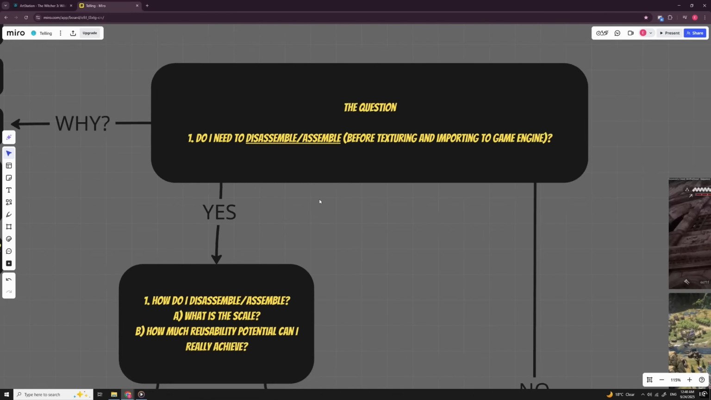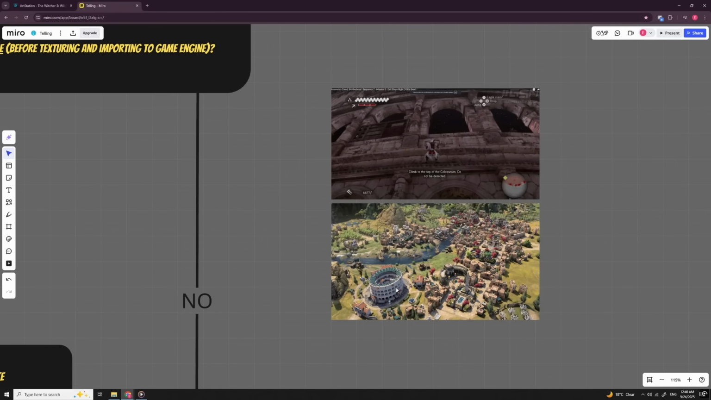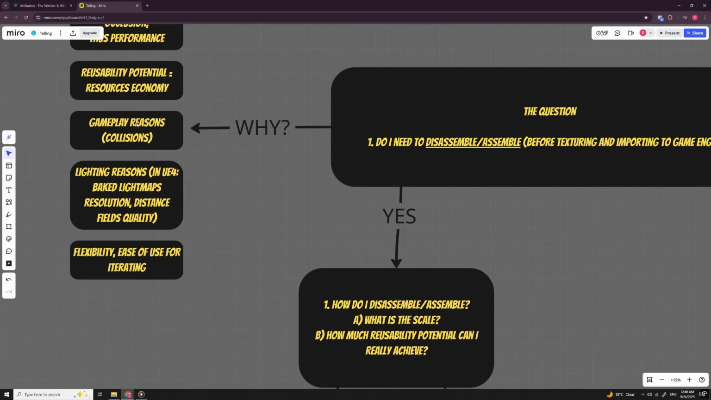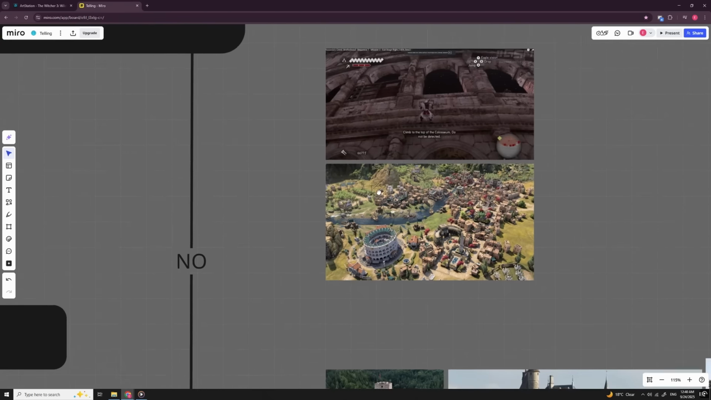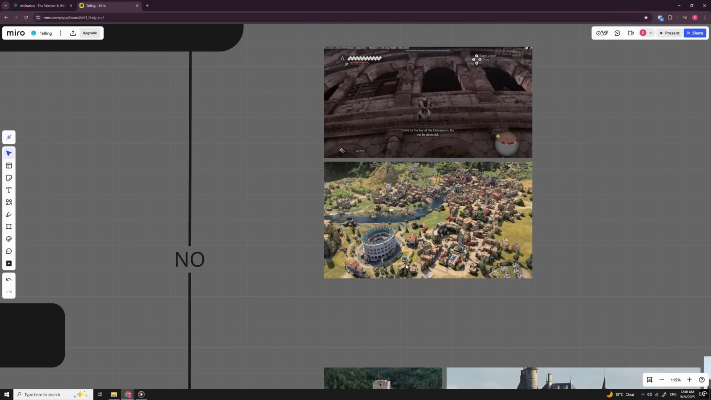Moving on to other reasons, very quickly. Reusability. Why do we need reusability if we only have one Coliseum in the game of Civilization? Everything is clear with collision, either there's none or it is the simplest capsule for gameplay purposes. Let's assume we have no problems with lighting and flexibility. Again, what flexibility are we talking about if we either have a Coliseum or we don't?